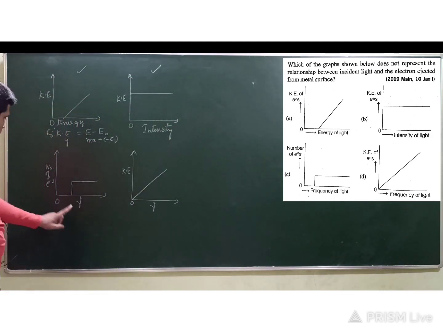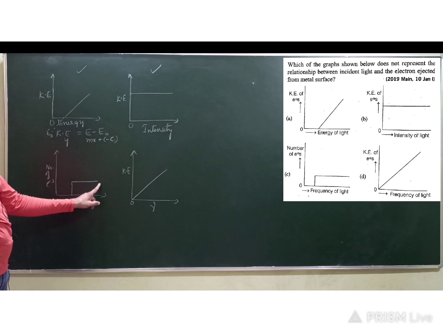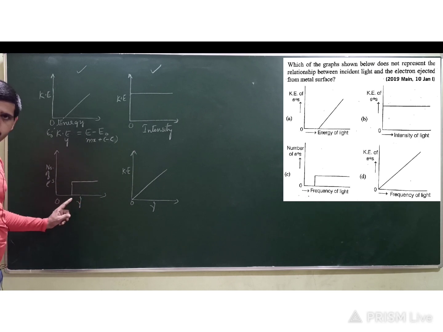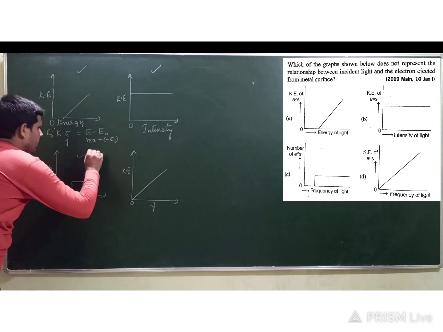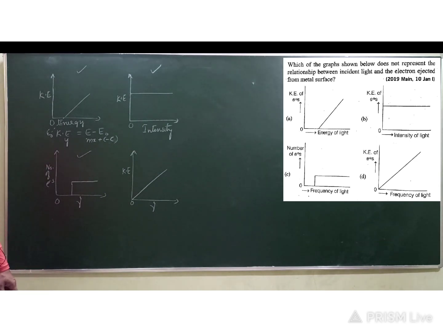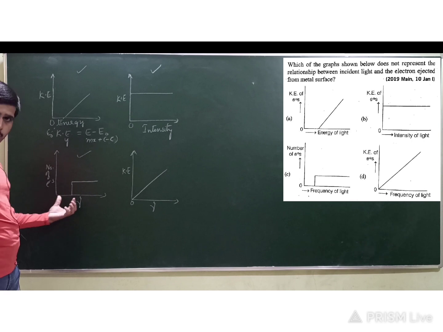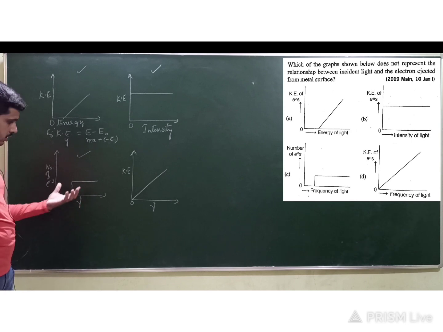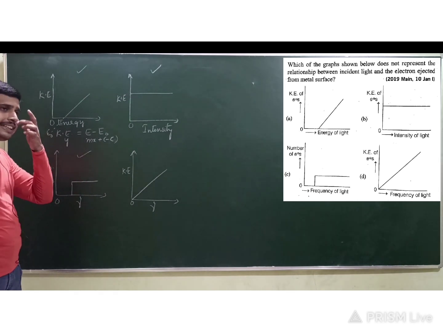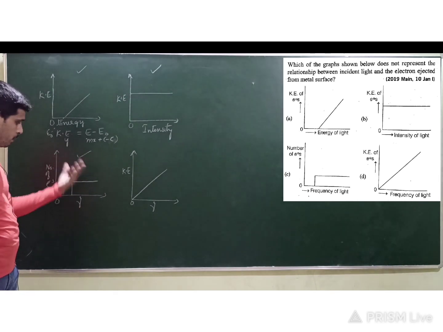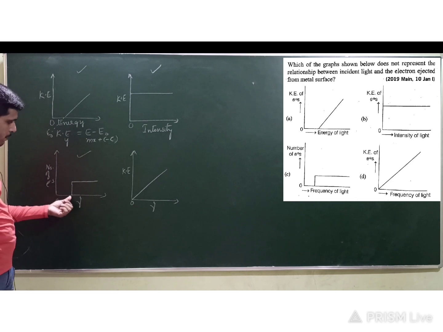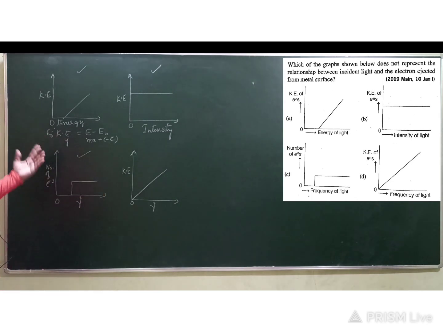What about the third one? Number of electrons is depending on the frequency. In what way? Initially it increases, then it remains constant. This is also true. Am I right? So number of electrons is depending on the frequency. What about the next? Of course, after some value, frequency. So this is a threshold frequency we are talking about, right? The metal should have a certain frequency, or even the incident light should have a certain frequency which should be greater than nu naught. Therefore, this much gap is there, then it increasing. So obviously this is also true.